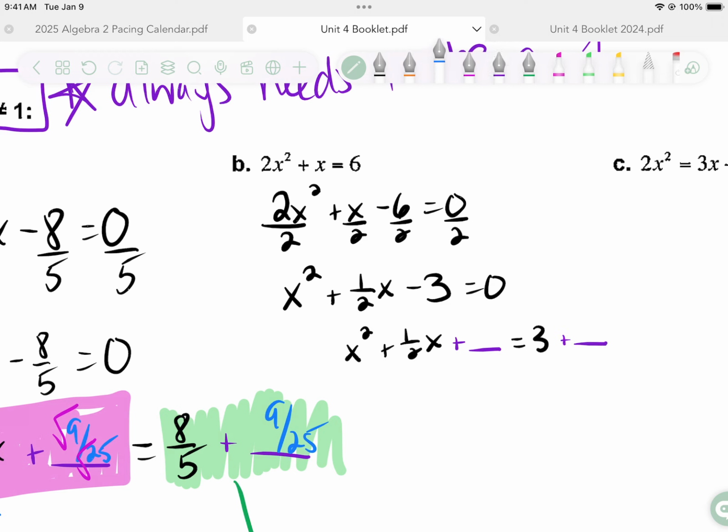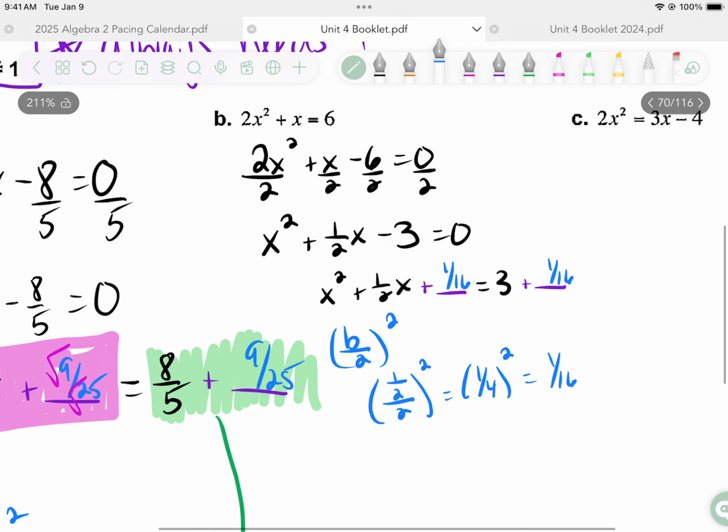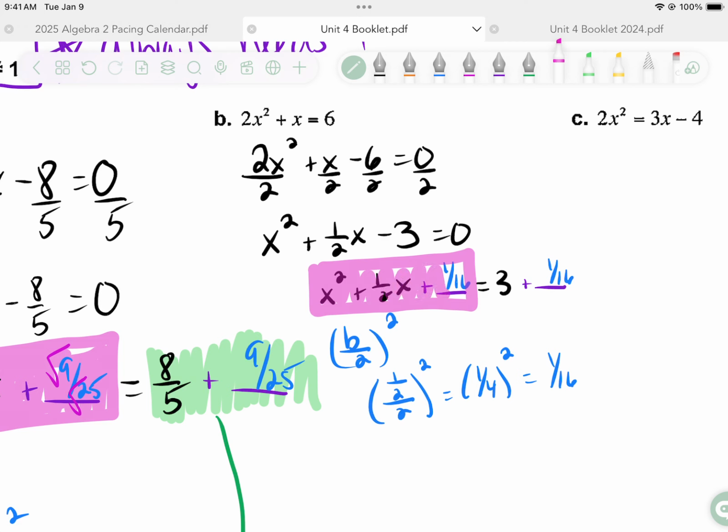So this is where your formula comes in play. B over 2 squared. So that's 1/2 divided by 2, which is 1/4. And when you square that, you get 1/16. So that's what you need to add to both sides. Now this is a perfect square trinomial. That's the whole point of doing this complete the square process.